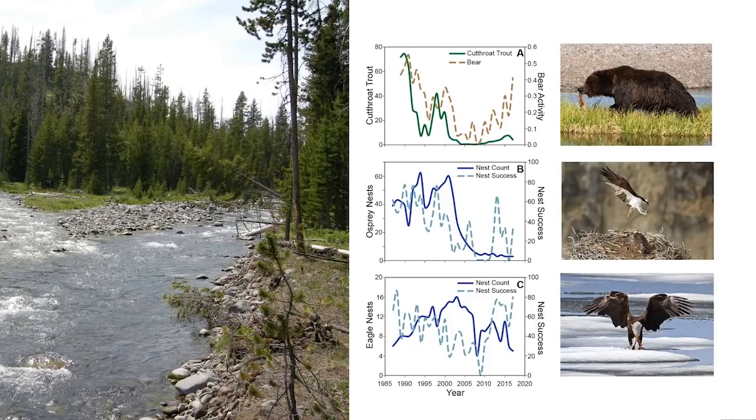The bottom graph are the abundance of eagles' nests around Yellowstone Lake. The solid line are the numbers of nests. The dashed lines are the success of those nests, which reached a low around 2009 and 2010. Eagles rebounded though because they were able to use other food resources in the lake area, including scavenging on carcasses, and they've also switched to alternative prey, including trumpeter swan cygnets and common loons.